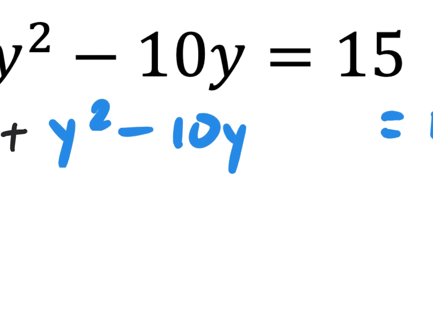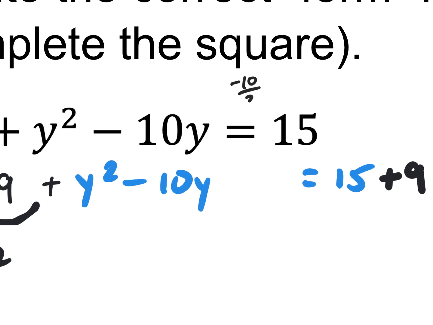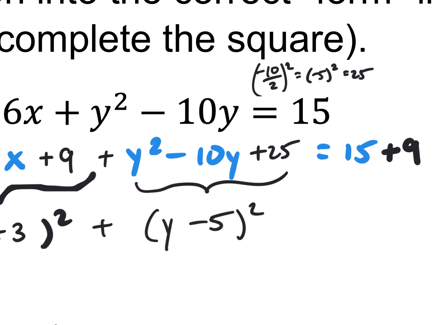If I have a y squared minus 10y, but I'm completing the square to figure out this missing blank term that I don't have here, I would have to take the middle term, negative 10 divided by 2, and square that, which would give me negative 5. Squaring that would be 25. So I have to add 25 to this, which is going to allow me to factor this and rewrite this as a binomial squared. So two numbers that multiply to be 25 and add up to be negative 10 would be negative 5 and negative 5. So there's my binomial squared.